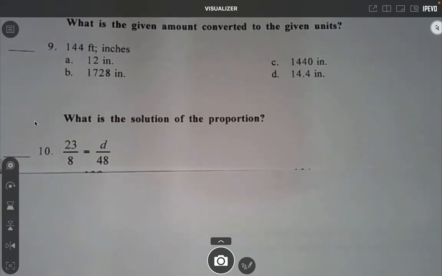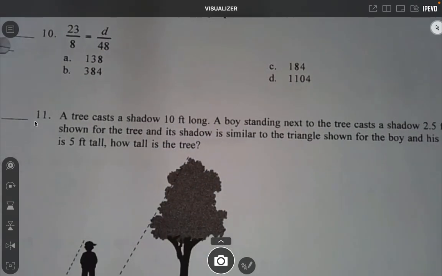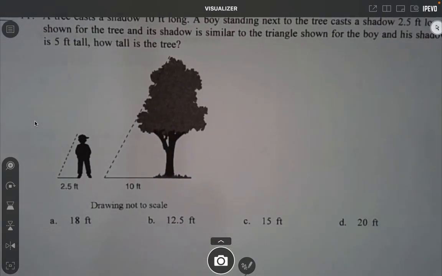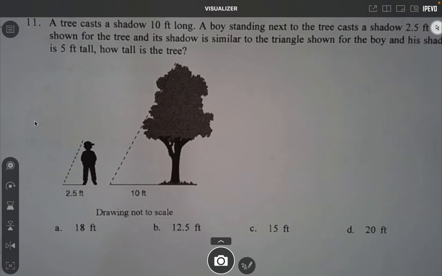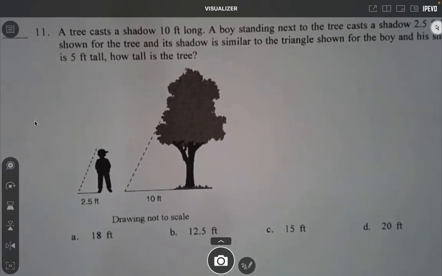Okay, number 11. We're flying through this, y'all. Okay, this one's on there. So this one we set up a proportion. It'll look just like number 10 did. We're just going to set it up just like number 10.